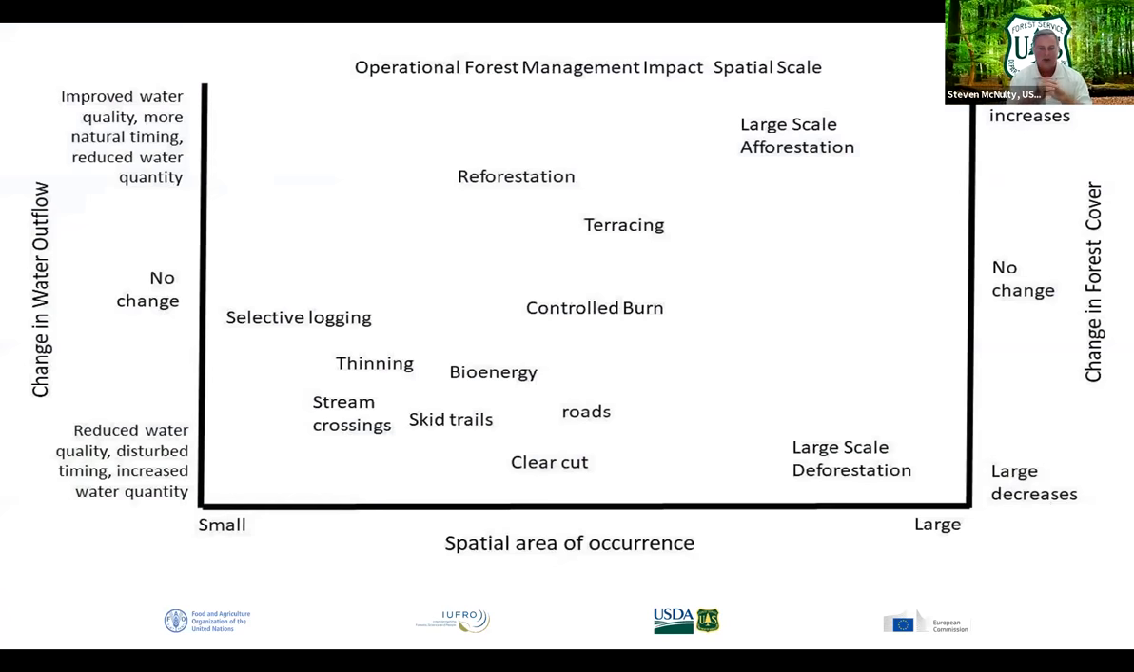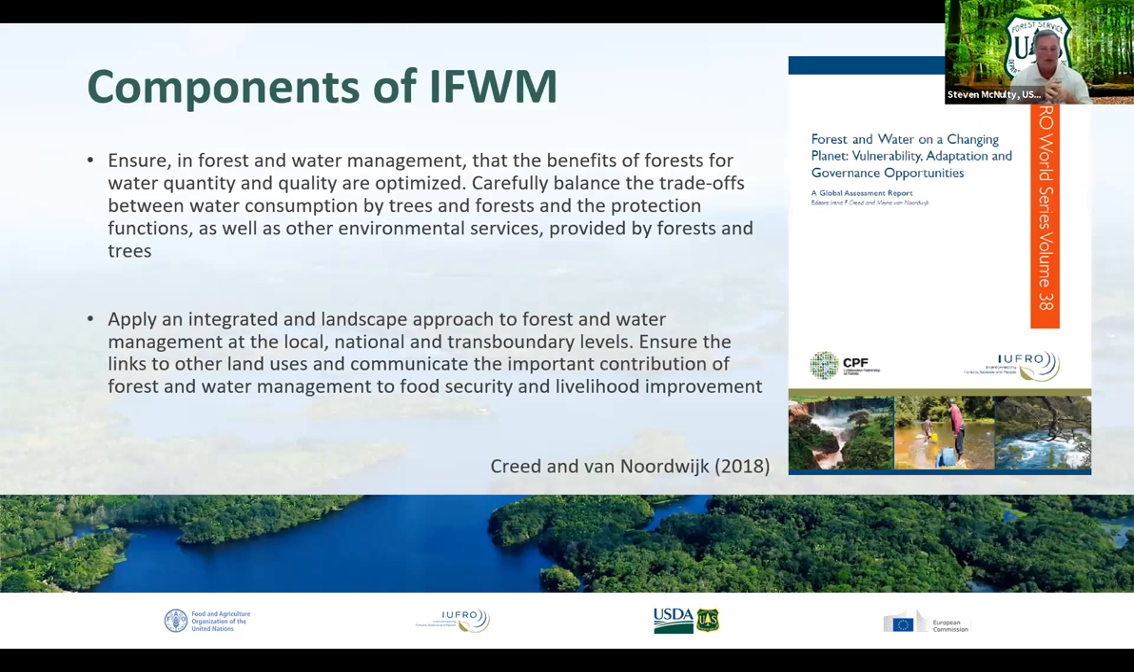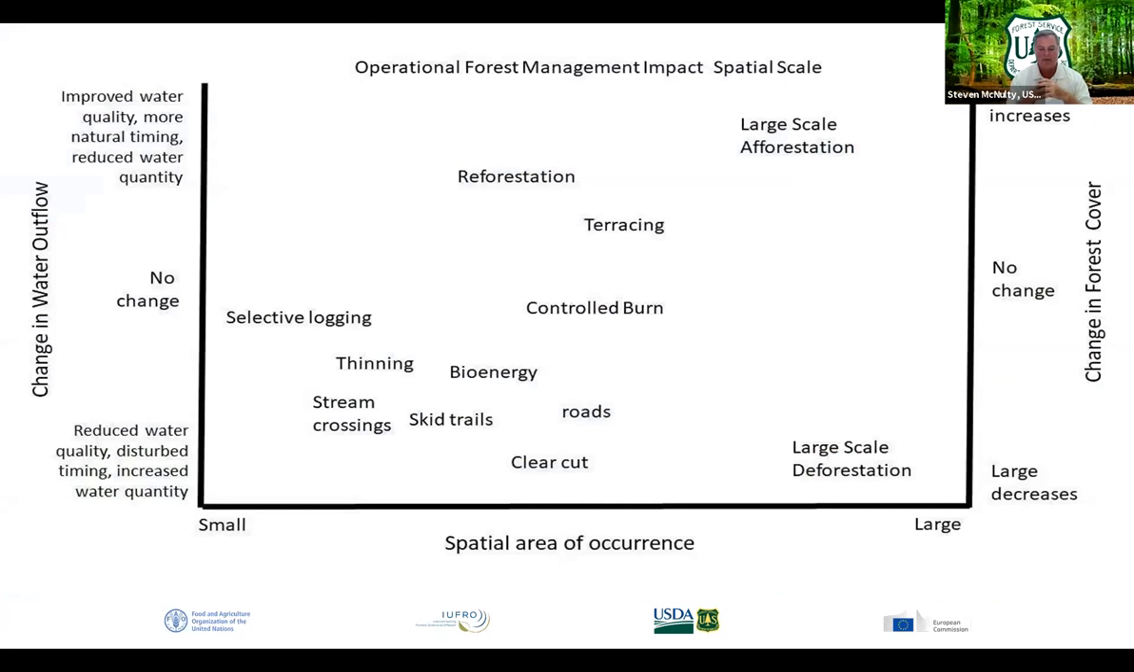This graph is sort of the heart of what the chapter on forest management is talking about. On the left-hand side of the screen, we see changes in water outflow. On the right-hand vertical axis, we see changes in forest cover. And what we should derive from that is that the two are related. Generally, the more forest cover you have, the better the water quality you will have coming out of a forest.